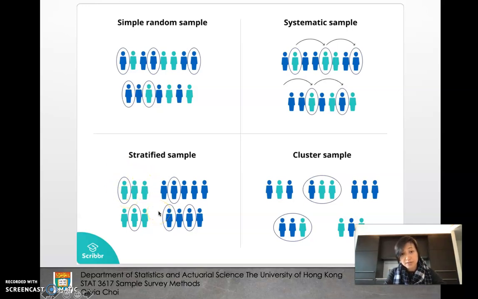Whereas for cluster sampling, I would again easily divide the population into different groups, into different clusters. But within a cluster, I know they are quite different. Between clusters, they're quite similar. So in that case, I would choose cluster sampling.